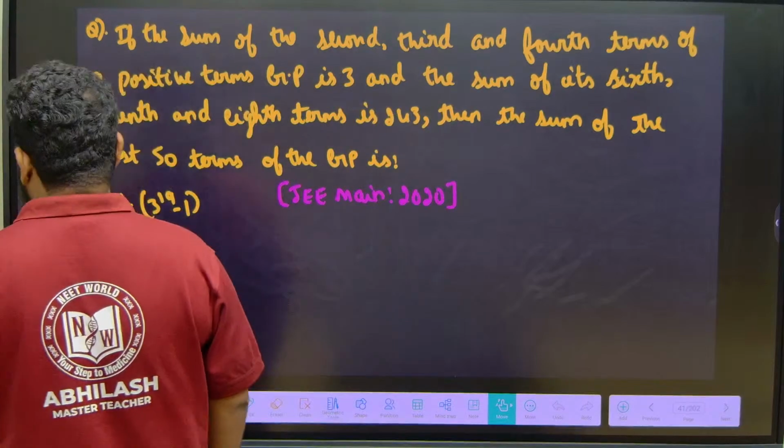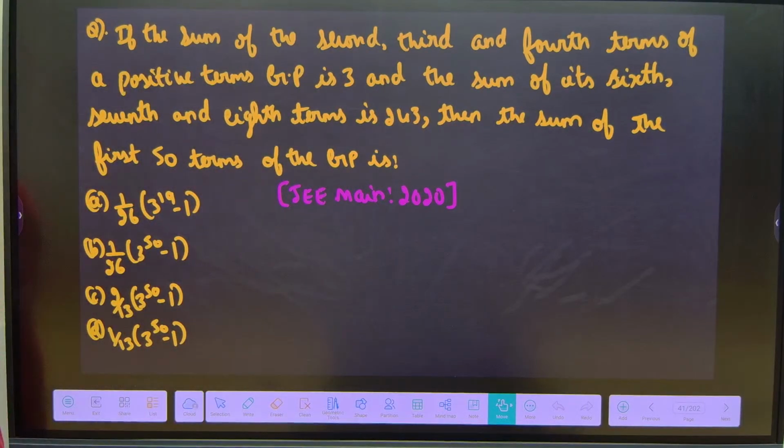Look at this question. Please have a look at this question once. Just go through the question once so that you understand the question, and then we will be solving the question. Please read the question carefully, very carefully.